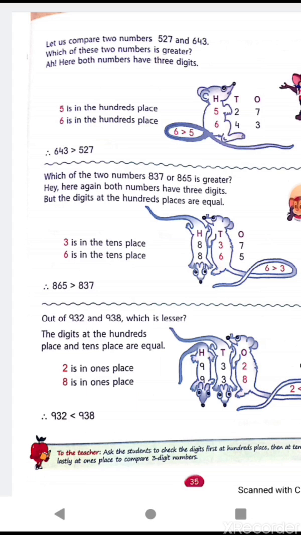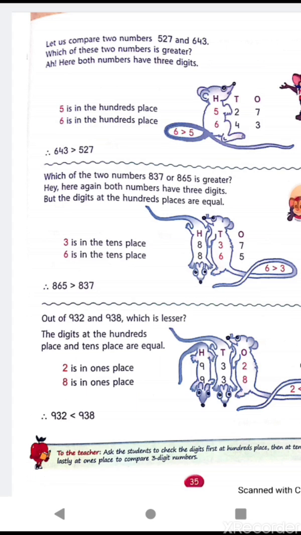So in 527, the digit at hundreds place is 5, and in 643, the digit at hundreds place is 6. Which is greater, 5 or 6? Obviously 6 is greater. So the number having 6 at hundreds place is greater than the number having 5 at hundreds place. So 643 is greater than 527.